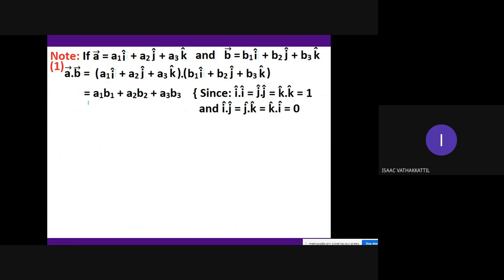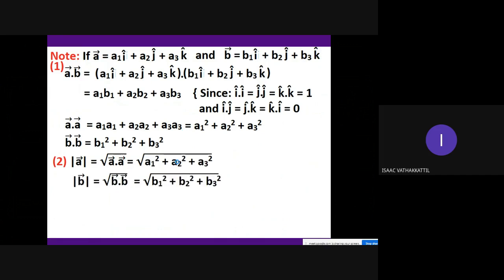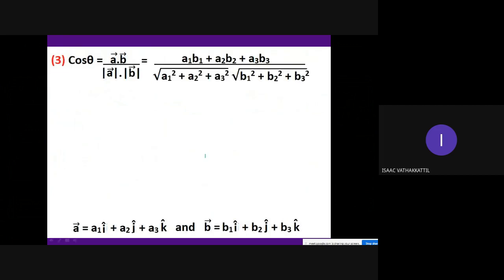Scalar components are multiplied. It's a scalar. A dot B is direct multiplication of the components and addition. So A dot A itself will be A1 A1 plus A2 A2 plus A3 A3. That is A1 squared plus A2 squared plus A3 squared. It is called B dot B. So A dot A is magnitude A squared. If you want magnitude A, then it is under root A dot A. Magnitude A will be here.